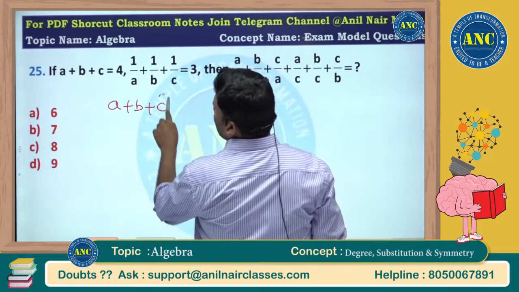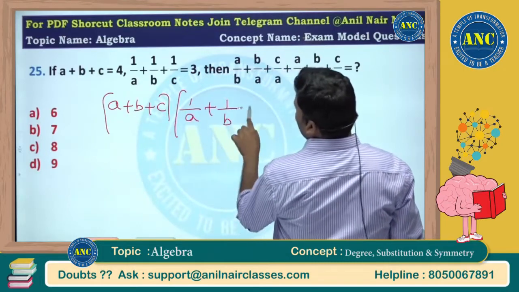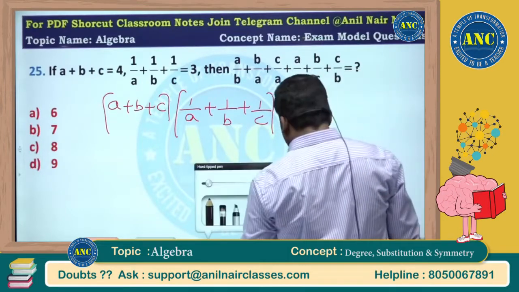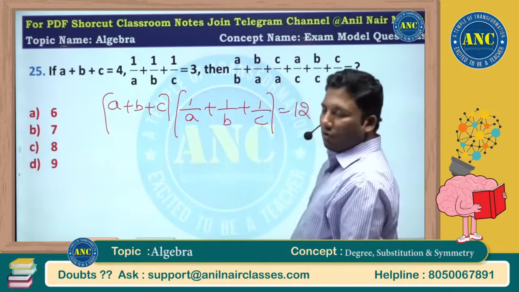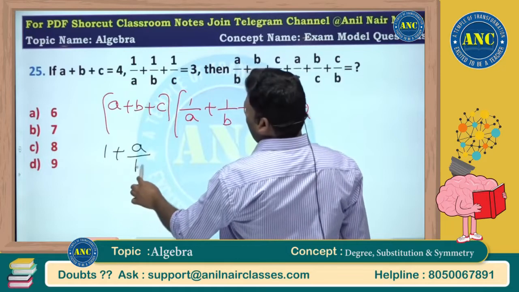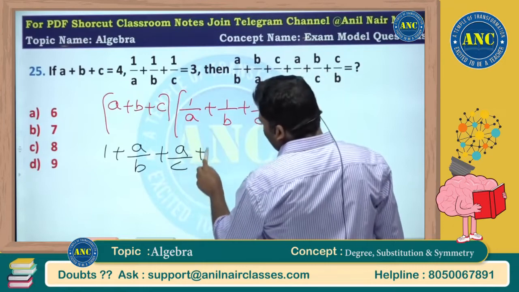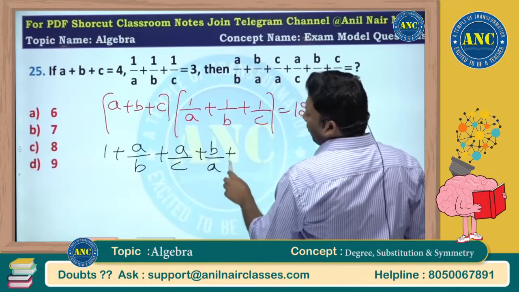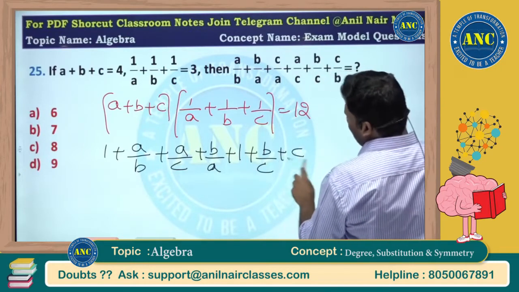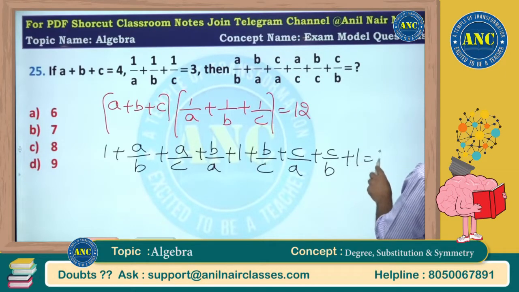A plus B plus C into 1 by A plus 1 by B plus 1 by C. 4 3s are 12. A into 1 by A, 1. Plus A by B. A into 1 by C, A by C. B into 1 by A, B by A. B into 1 by B, 1. B into 1 by C, B by C. C into 1 by A, C by A. This is C by B plus 1, equivalent to 12.